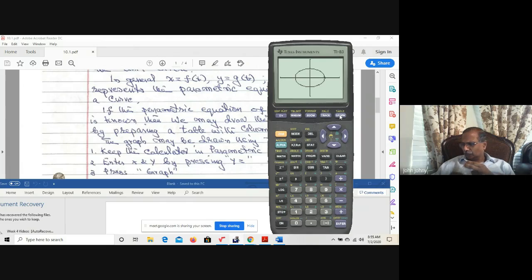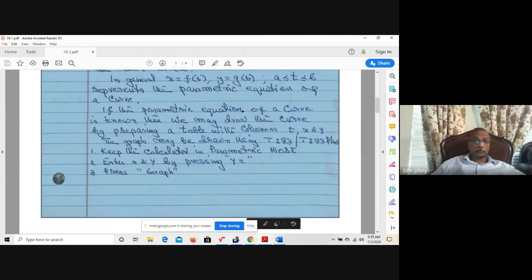And it doesn't look like a perfect circle. That is because of the window. So if you want to see it as a perfect circle, then go to zoom, ZSquare, number 5. So it looks like a perfect circle. Okay, now that is how you draw the graph.